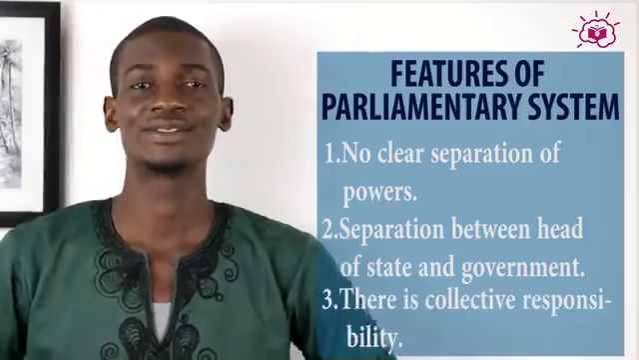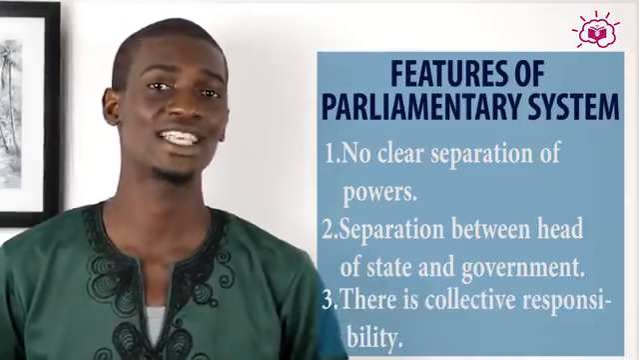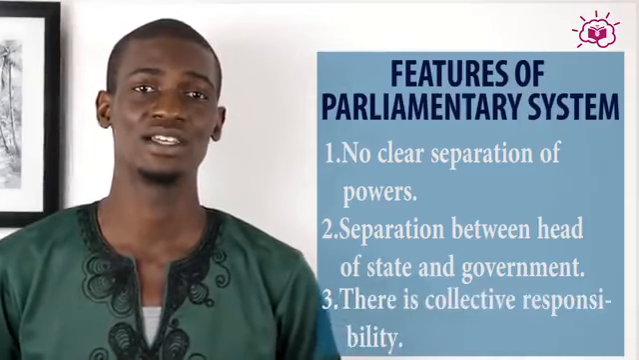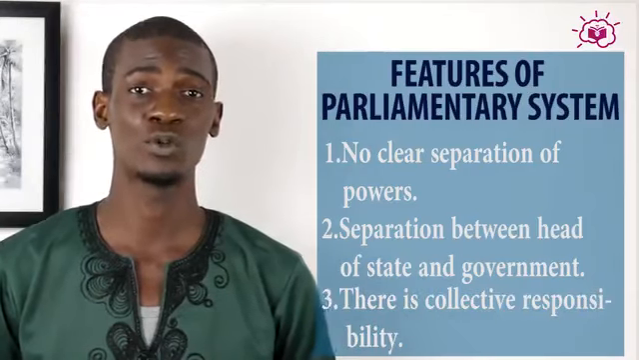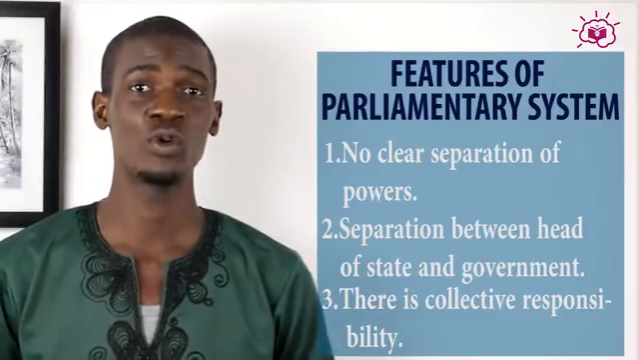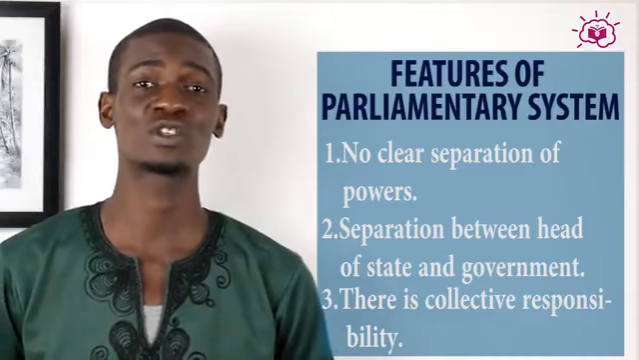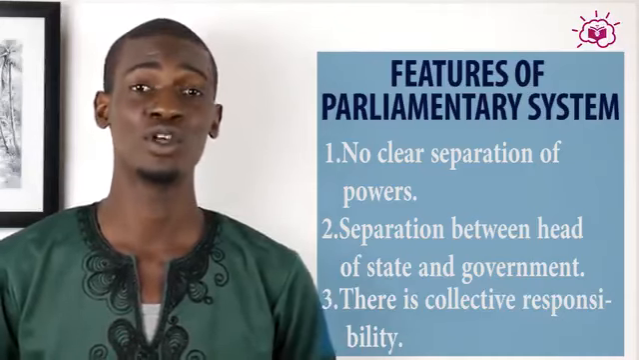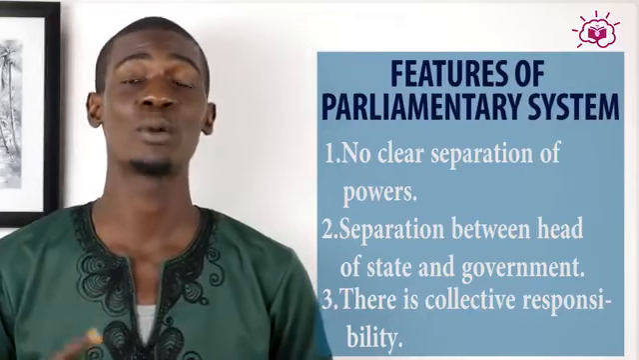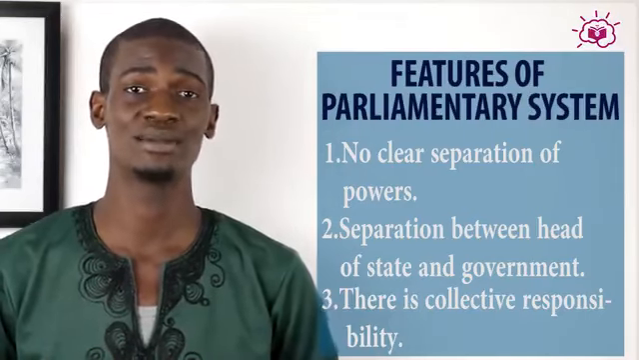And number three, the principle of collective responsibility applies in the parliamentary system. This means when there is a fault or an offense, the whole of the parliament is to be blamed. You don't blame one person. One person is not singled out for individual blame or individual punishment. The whole parliament is punished and blamed at the same time.